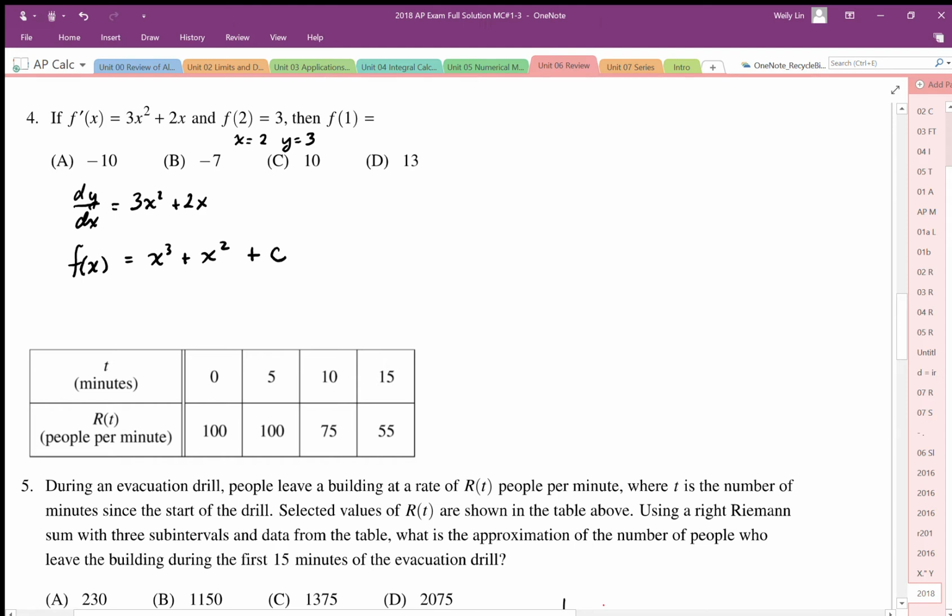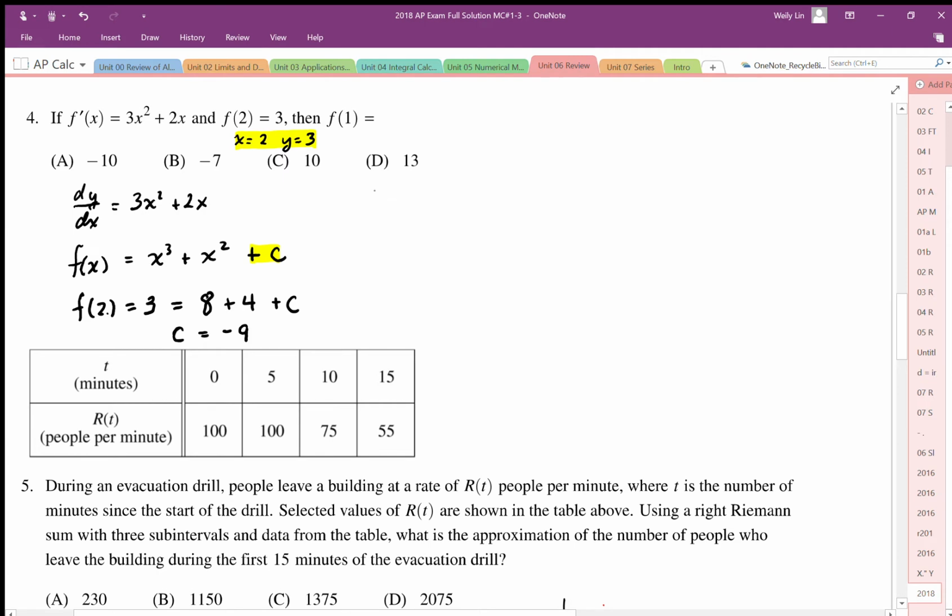And this initial condition then allows us to solve for c. So we're going to plug in that initial condition, f of 2 is equal to 3. So that's going to be 2 cubed plus 2 squared plus c. There's our equation to solve for c. We end up with c is equal to 3 minus 8 minus 4, which is negative 9. So there's our c value.